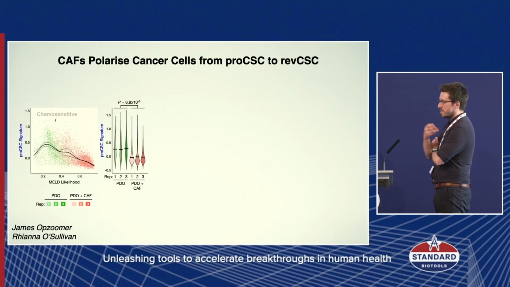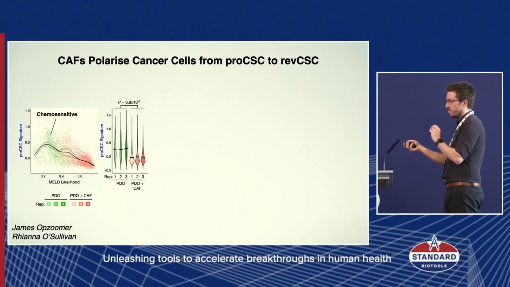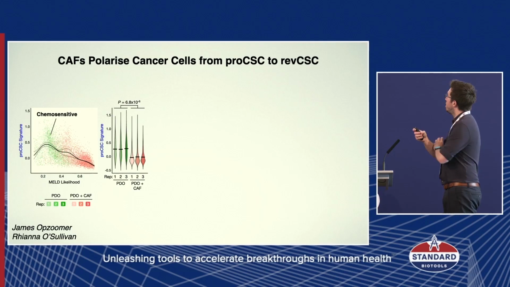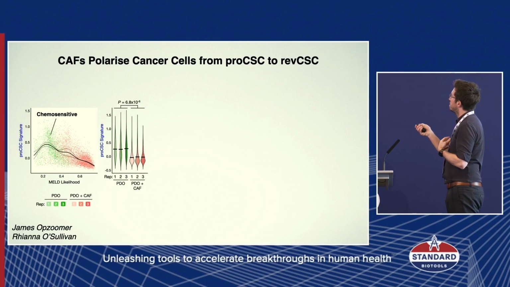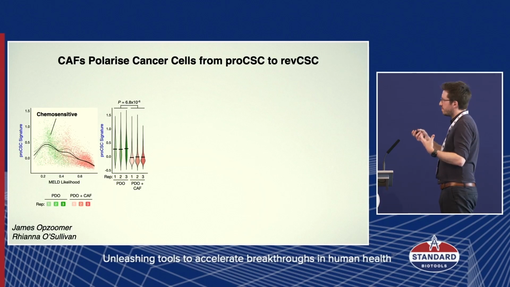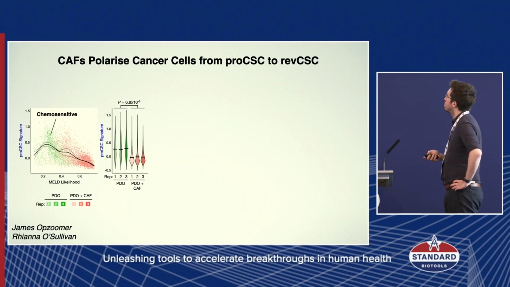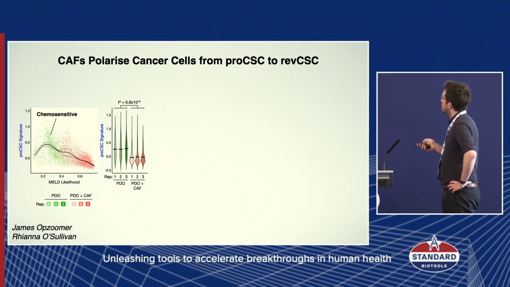So we wanted to confirm that, so we went back to single-cell RNA-seq. So this is sort of an example where we use CyTOF and single-cell RNA-seq in partnership. Each dot here is a single cell, and it's spread across a treatment effect using MELD likelihood. We've got a proCSC signature here, so this is the gene signature for the proliferative colonic stem cells. PDOs in green, CAFs in red, in replicates. And generally speaking, the PDOs, when they're on their own, they're very proliferative, classical cancer stem cells. But when they go into co-culture, you lose this signature, and that can be quantified here.